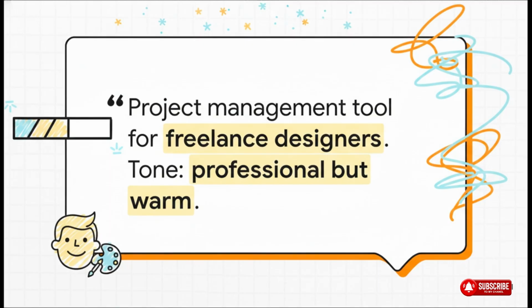Just look at this. By giving it all this rich context, the product, who it's for, the key features, even the tone, the AI isn't just writing generic marketing copy anymore. No, it's writing your copy for your audience about your specific product.